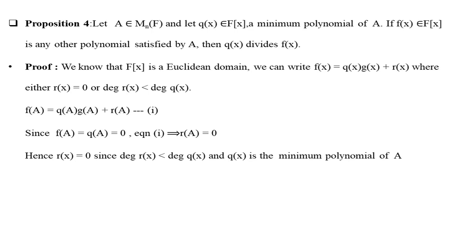Now r of x equal to 0, this gives here f of x equal to q of x into g of x. See here. So f of x is q of x into g of x. That implies by the property of division, q of x divides f of x.